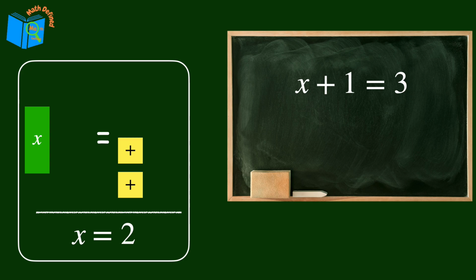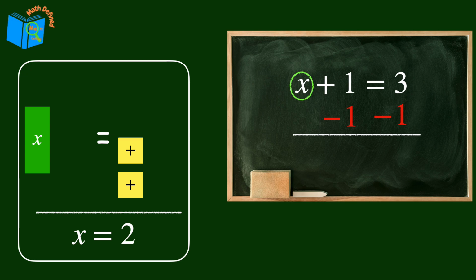Now let's solve this equation again without using the tiles. We still need to get x all by itself on the left side. And just like before, there is a plus 1 with the x. How do we get rid of the plus 1? We remove it by doing the opposite operation. So we will subtract 1. And to keep the equation balanced, we will subtract 1 from the other side as well.